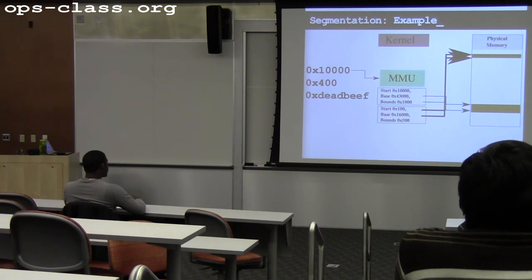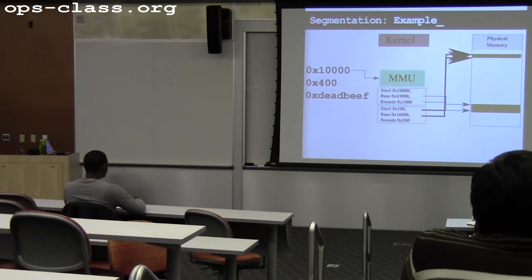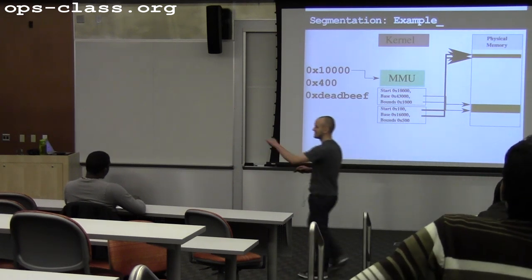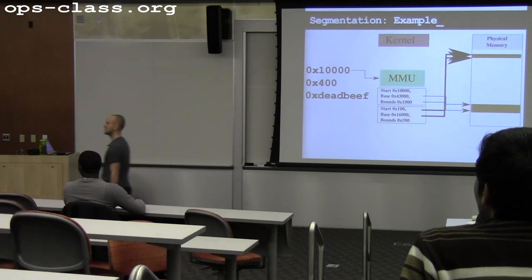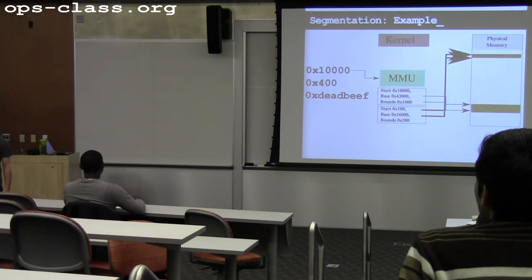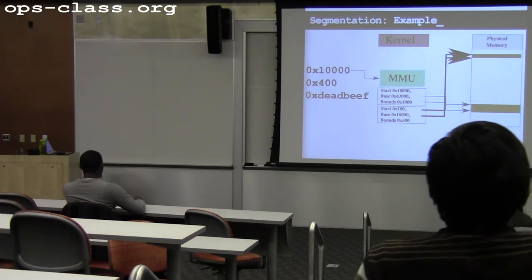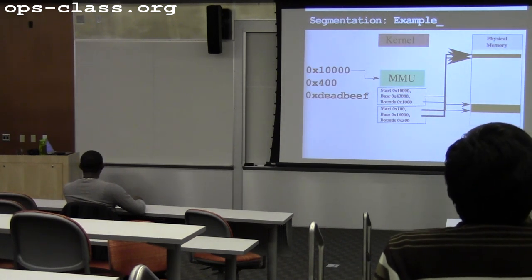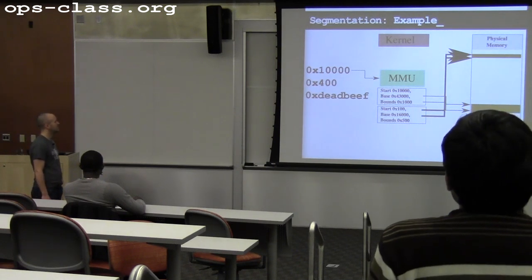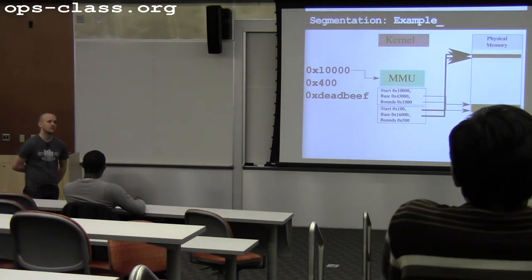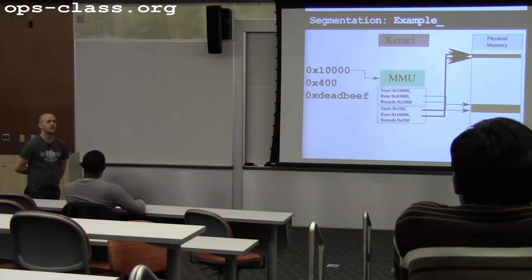What about this? It's a valid hex address. What happens here? Jeremy? Yeah, no, I mean, is this an invalid address? No, it just happens to spell something funny. Right. What happens? Bethany. No. I mean, is it inside a segment that the MMU knows about? No. No. So what does the MMU have to do?